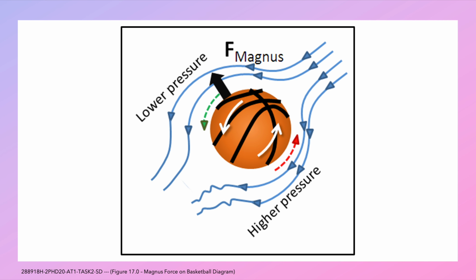The amount of spin on a basketball during a free throw affects its flight, as a ball with backspin will tend to stay in the air longer, while a ball with topspin will tend to drop faster. This is due to something called the Magnus effect.